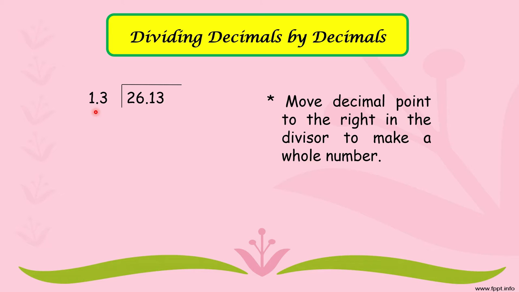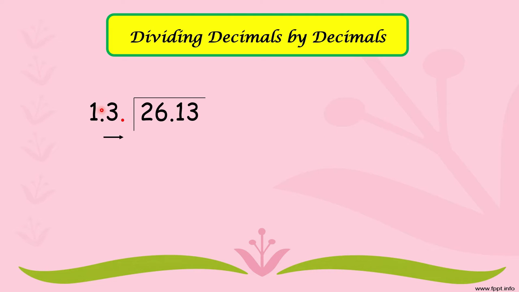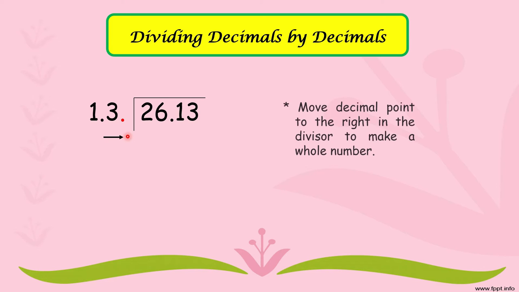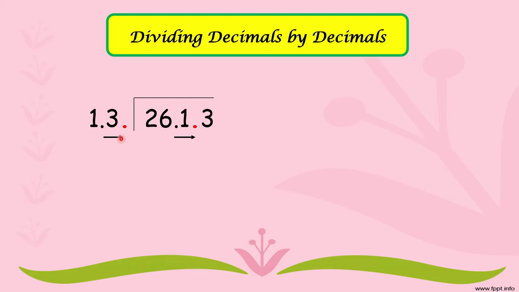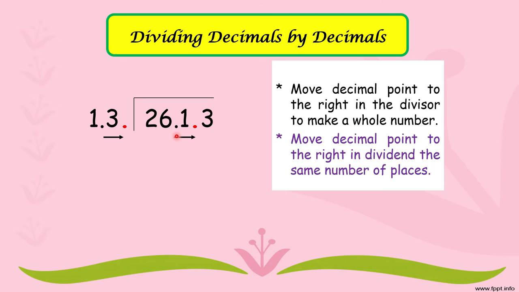First thing to do is to move the decimal point to the right in the divisor. So we have one decimal place, or one move to the right. We move the decimal point to the right in the divisor to make it a whole number. Next is to move the decimal point to the right in the dividend the same number of places.